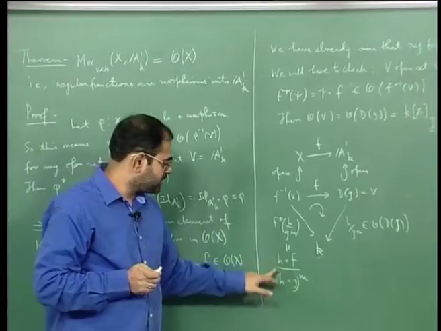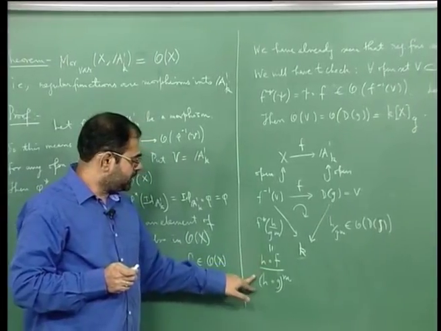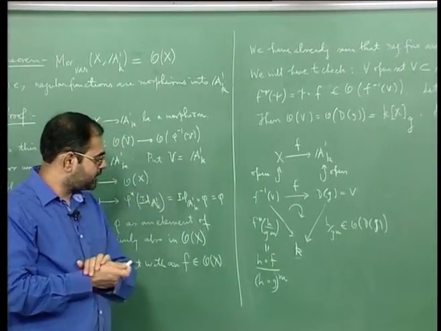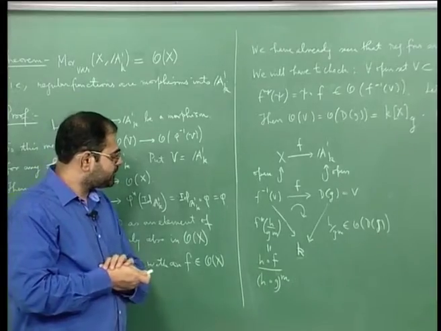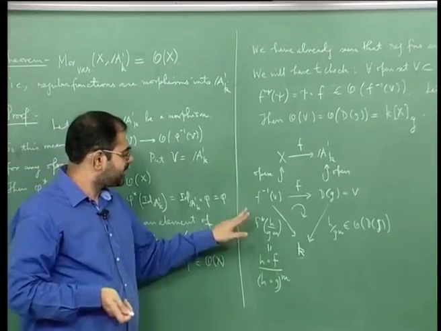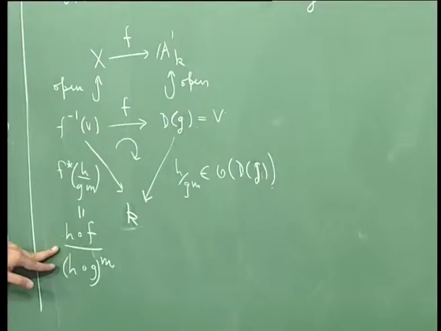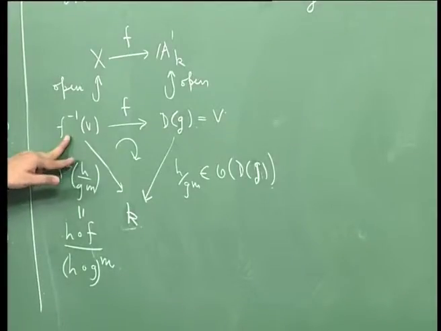And now the point is, what do I have to check? I have to check that this is a regular function on f inverse V. I have to check that this is a regular function on f inverse V. So is something wrong?